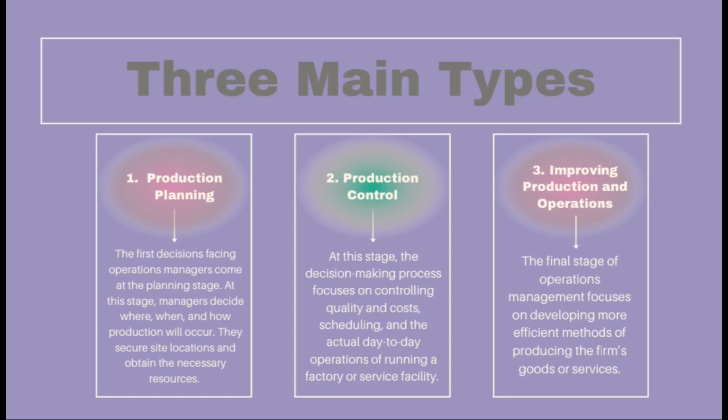Number 3. Improving production and operations. The final stage of operation management focuses on developing more efficient methods of producing the firm's goods or services. This is the last stage of operation management, which is composed of more capable techniques of producing the firm's goods or services.